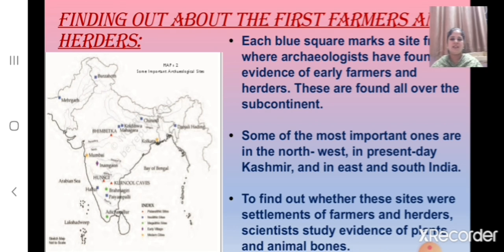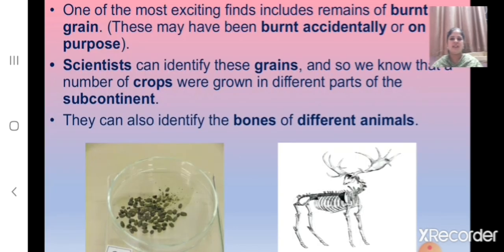And to find out whether these sites were settlements of farmers and herders, what did the scientists do? The scientists study the evidence of plants and animal bones. One of the most exciting finds includes the remains of burnt grain. These may have been burnt accidentally or on purpose, and the scientists can identify these grains, and so we know that a number of crops were grown in different parts of the subcontinent. The scientists can also identify the bones of different animals.